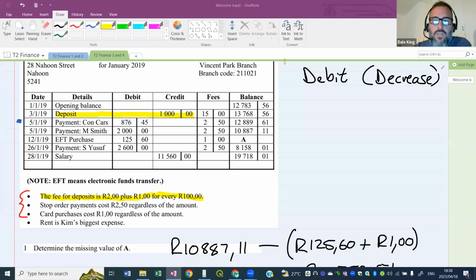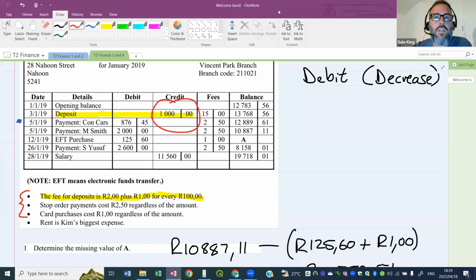Lesejo says the fee 15 Rand is right. Lesejo, I hope you did a calculation to check it. Right, we've got to check this now. So we've got to use this first line of fees, 2 Rand plus 1 Rand for every 100, and do a calculation on 1,000 Rand and check what the fee should be. And your answer and the fee that they have, do they match?